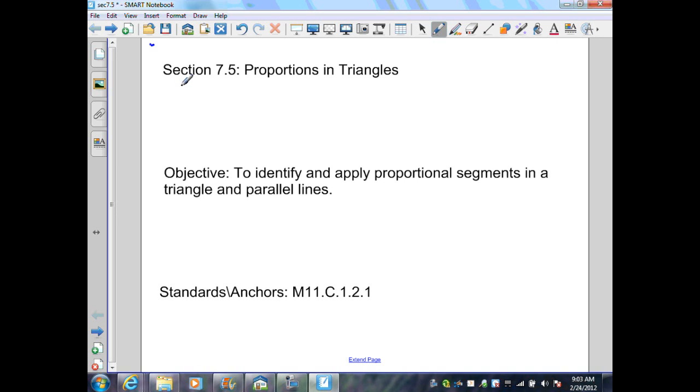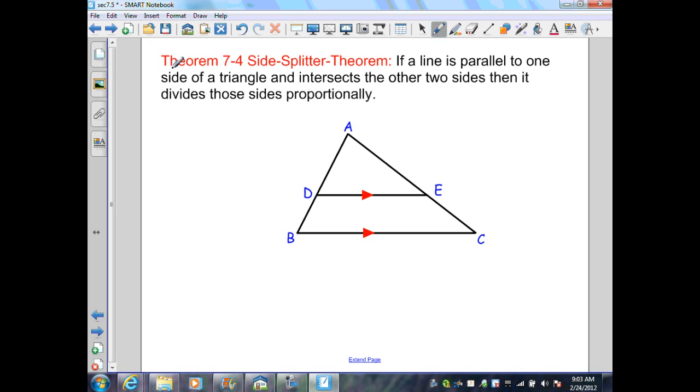Section 7.5, proportions in triangles. Theorem 7.4, side splitter theorem. If a line is parallel to one side of a triangle, here DE is parallel to BC, and intersects the other two sides, then it divides those two sides proportionally. And that's what DE does. It is parallel to a third side and intersects side AB and AC.